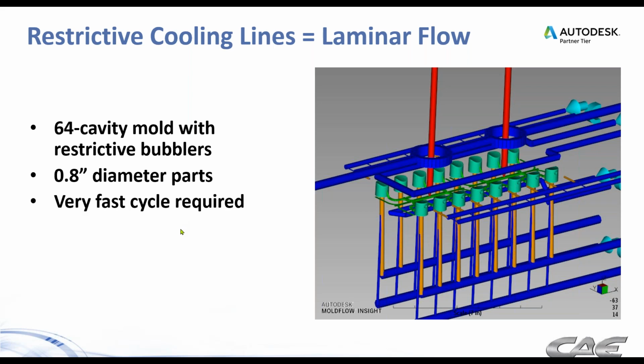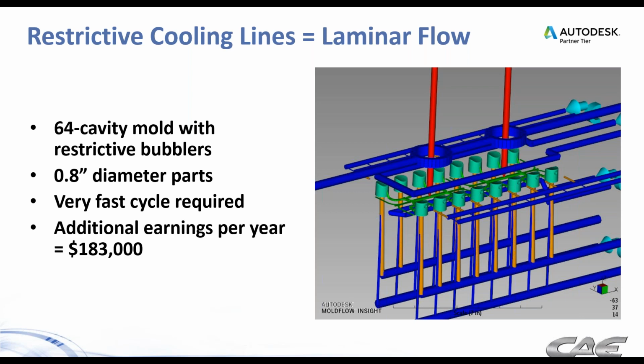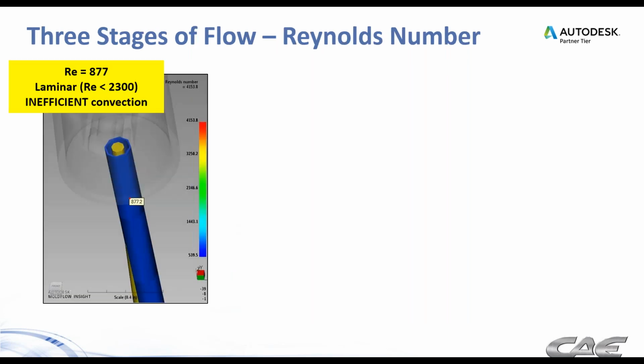As you can imagine, with the high cavitation, they want to get as fast a cycle as they possibly can. And by improving just the cooling channel design, there's potential for savings of about $183,000 per year. So it's pretty impressive when you think about it. But how does this look in analysis? When we analyzed the original design, we noticed that we were not able to achieve turbulent flow. The cooling line was too restrictive.